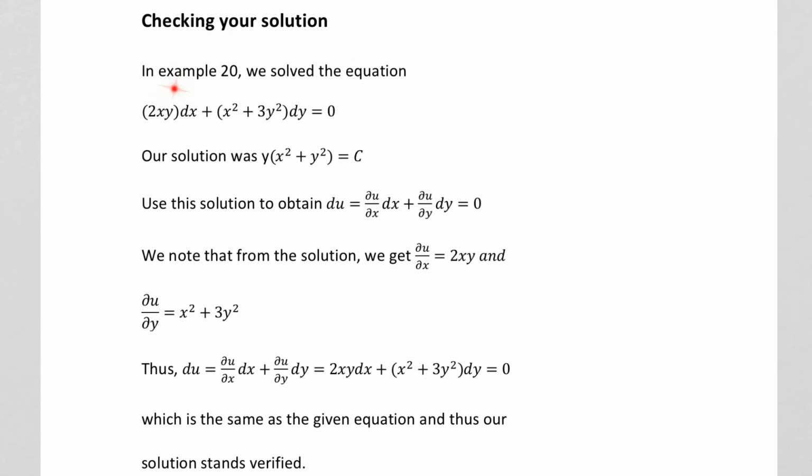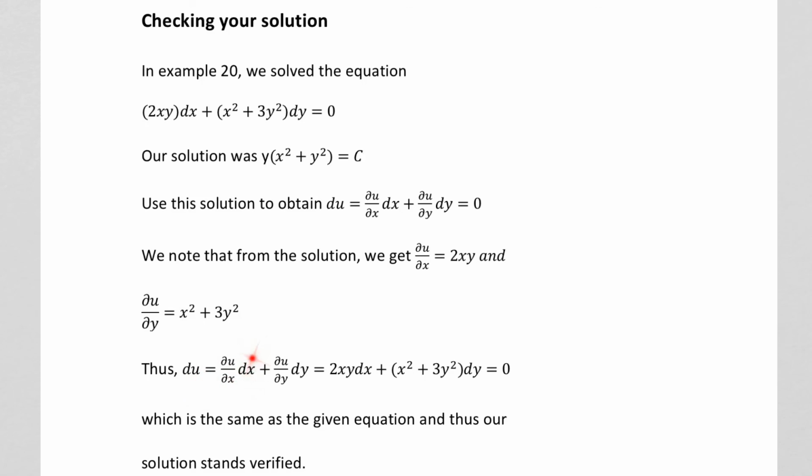Checking your solution. In example 20, we solved this equation. Our solution was this. Use this solution to obtain du. We note that from the solution we get partial u over partial x is 2xy. This is from here. We take the partial of u, because this is u. Partial of u over partial of x is equal to 2xy. And from the same solution we also get partial of u over partial of y is this.